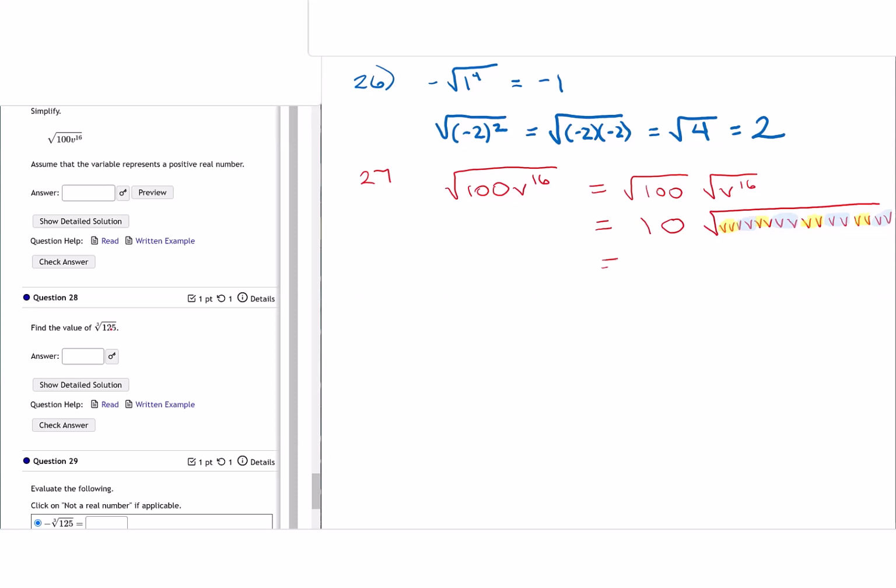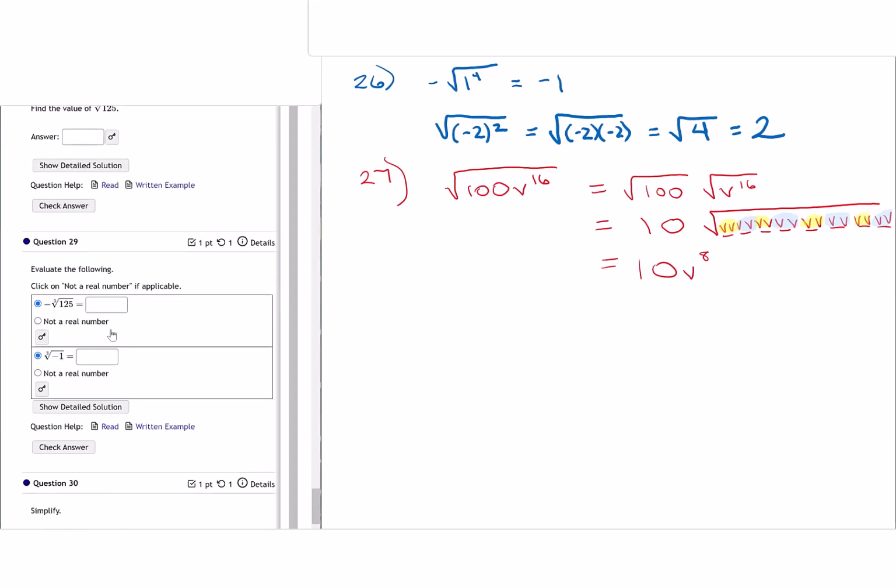That is 10v to the 8th power. It's the same as 16 divided by 2, because every 2 of them I get 1 v. And that's the final answer. And because it says v is a positive real number, I don't have to worry about the absolute value sign. If it didn't say that, I would have to worry about the absolute value.